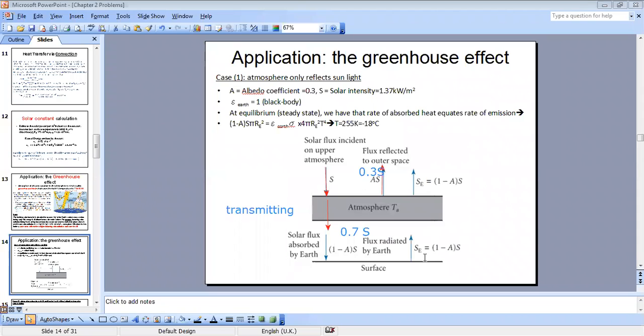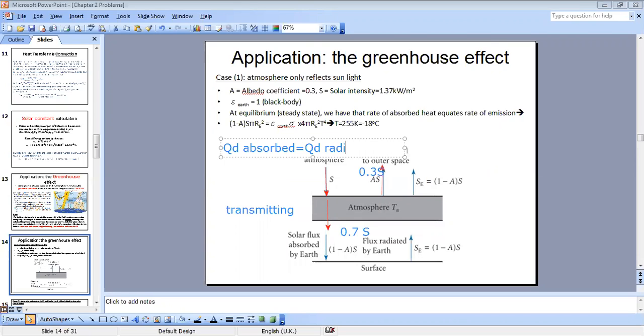For the atmosphere, I didn't do any analysis because it's not absorbing anything. It's just transmitting, so it's like it's not here in this case. So what I will do is say that Q dot absorbed by the Earth, and here everything is Q dot, it's power, in watts, is equal to Q dot that is radiated.